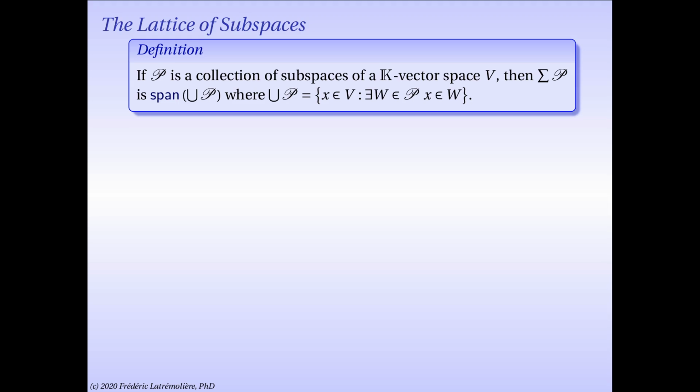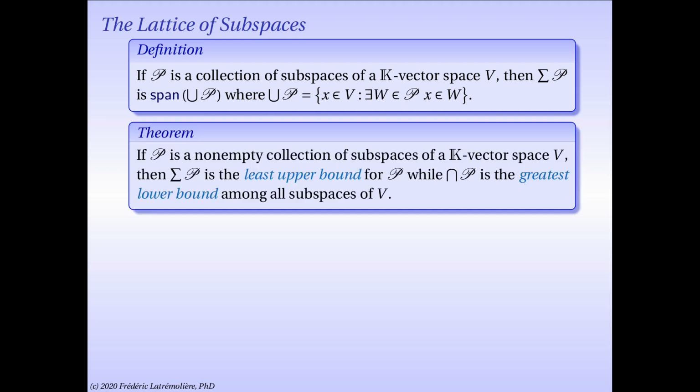If P is a collection of subspaces of a given vector space V, then the sum of P is simply the span of the union of P. We've just seen that the span of the union of two sets A and B in a vector space V is the sum of the span of A and the span of B. This notion here of sum for arbitrary collections thus extends without ambiguity the notion of sum of subspaces. I can now prove the following.